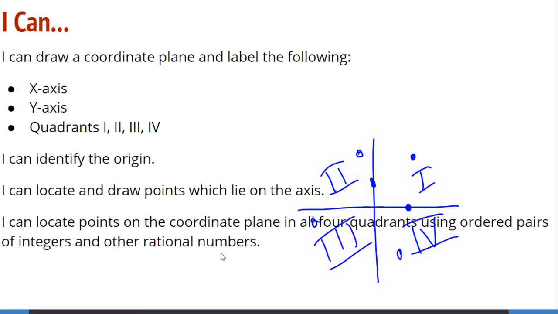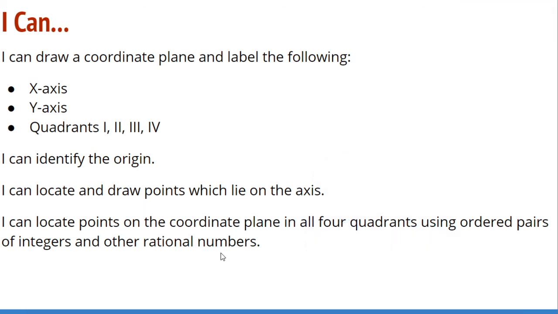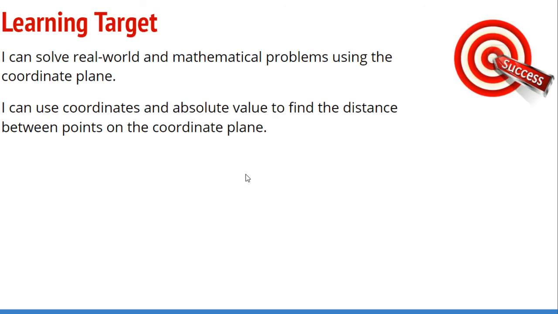All right, quick review of the I can statements. Hopefully you're feeling pretty good about these. Drawing an x-axis, drawing a y-axis, labeling quadrants 1, 2, 3, and 4, identifying the origin, locating and drawing points that are on the axis, and locating points on the coordinate plane in all four quadrants using ordered pairs of integers and other rational numbers. And all of these are steps towards our learning target of being able to solve real-world and mathematical problems using the coordinate plane and using coordinates and absolute value to find the distance between points on the coordinate plane.